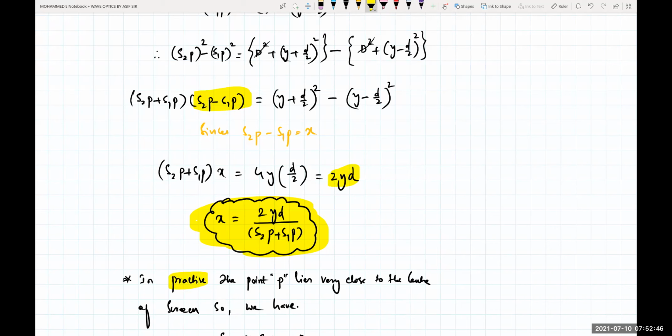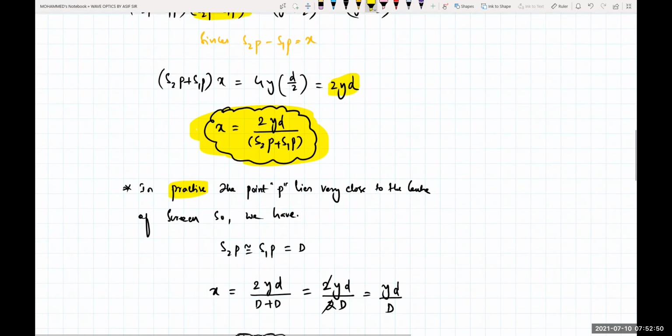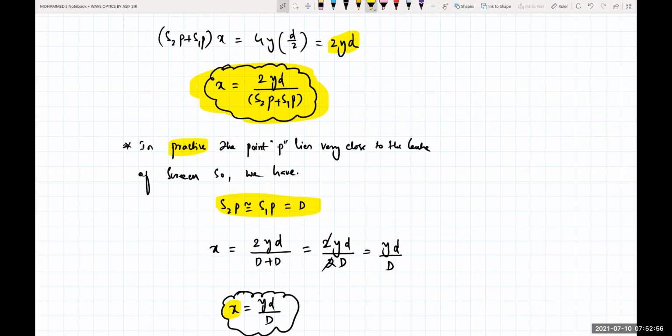But in practice, the point P is very close to the center of the screen. So at that time we can write S2P equal to S1P, and that is equal to capital D. So X will become 2y into D divided by D plus D, that is 2D. 2 and 2 get cancelled. So we are getting the first maxima at what distance, beta? X, the path difference value, is equal to Y into D by capital D.